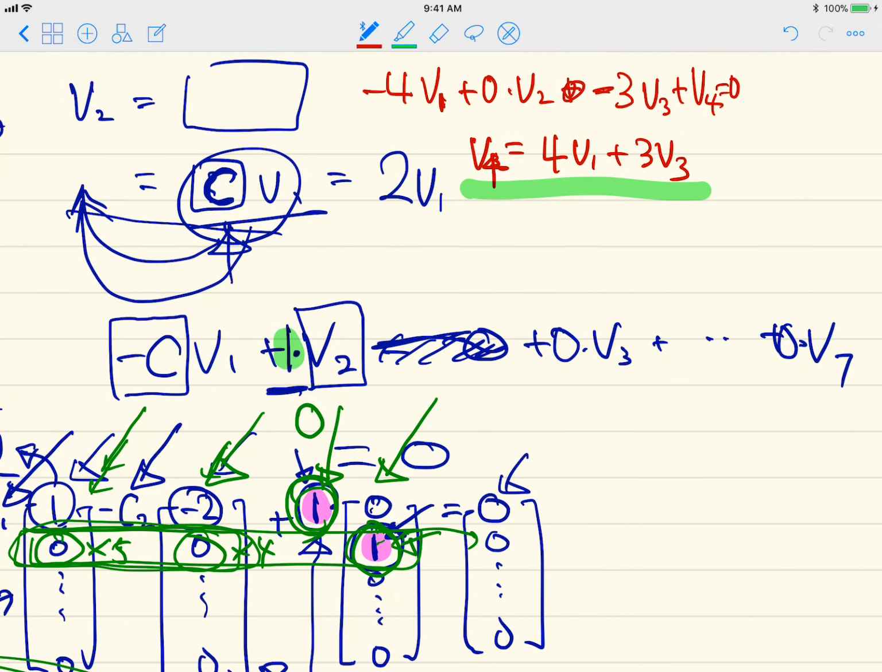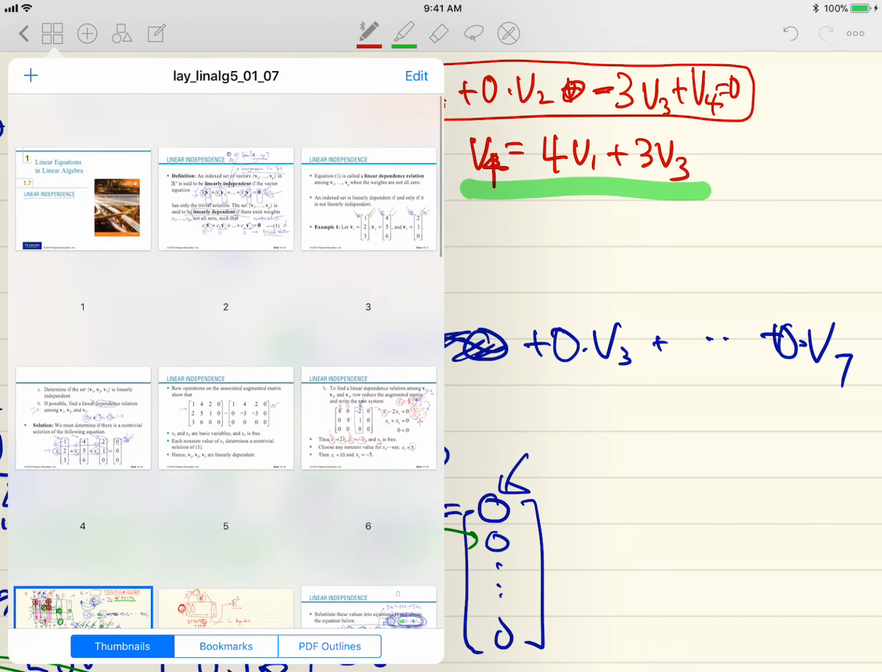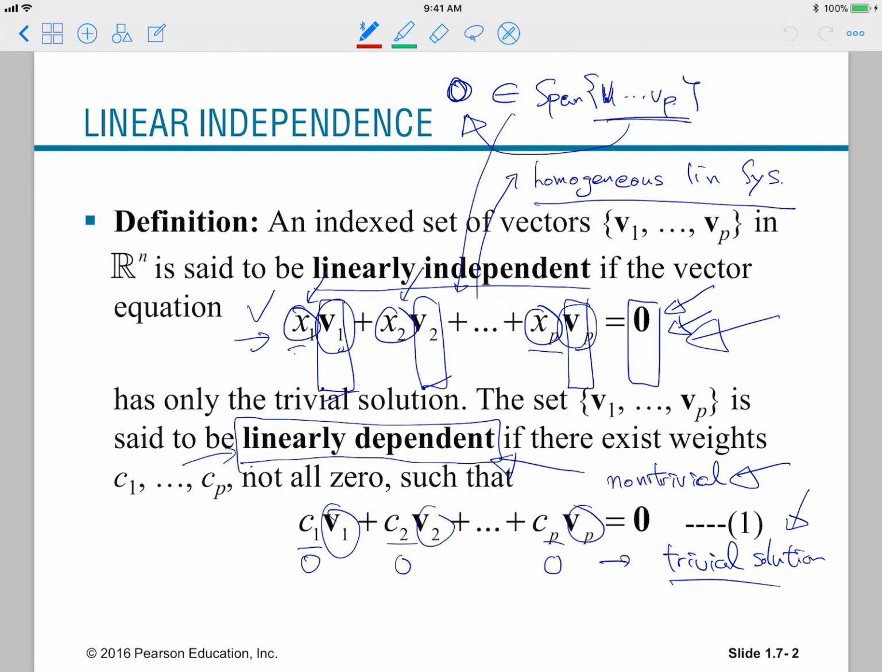But let's now focus on this representation, which is our homogeneous linear system. Okay, so by our definition of linearly dependent vectors, in this case we should have a non-zero or non-trivial solution for this homogeneous linear system. And then let's try to understand this equation a little bit more.